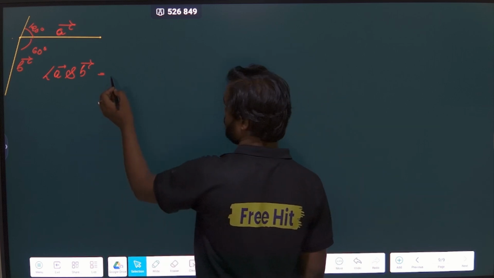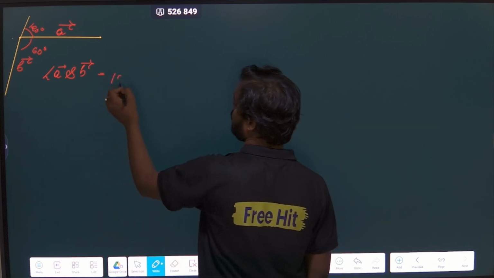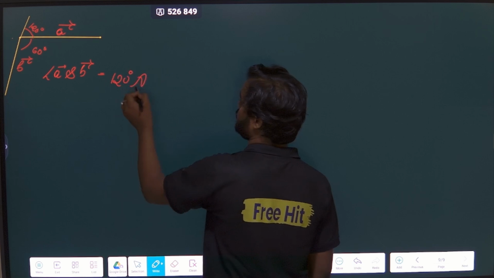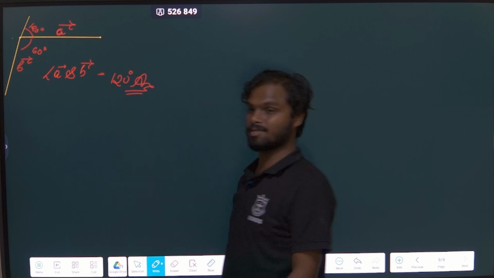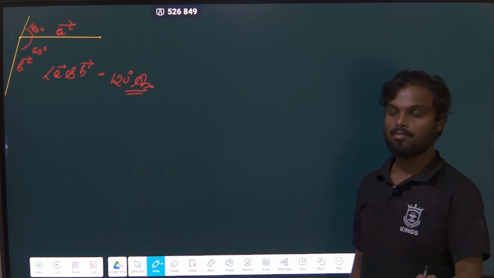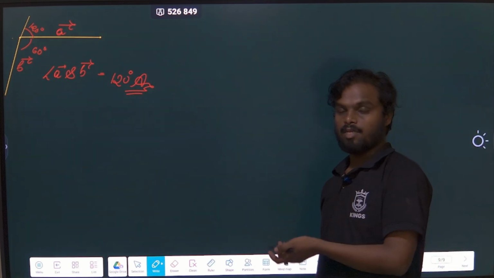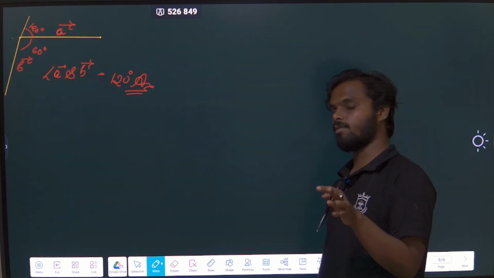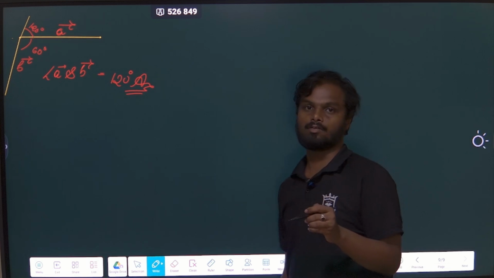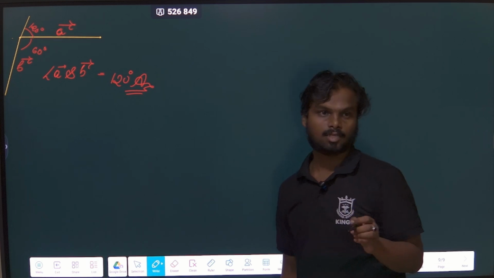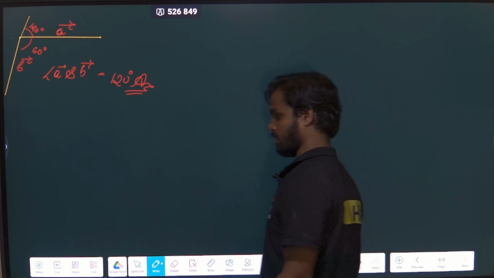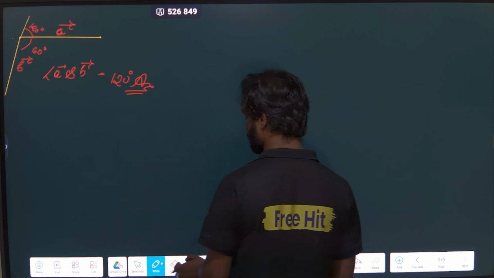So that means the answer is 120 degrees, not 60 degrees. This is the correct answer. Those who answered 60 degrees, it is wrong. I told you just now that the angle between two vectors is the angle between head to head or tail to tail. So those who answered 60 degrees, it is wrong. It should be 120 degrees. Clear? Let's take one more example for your practice.